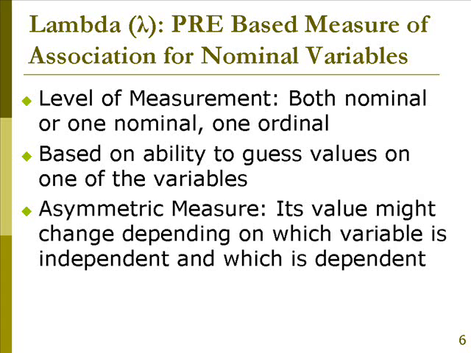The most basic of these measures is lambda. It's a proportionate reduction in error measure that we use to determine the level of association for nominal variables. So our level of measurement is when we have both nominal measures or one is nominal and the other is ordinal. It's based upon our ability to guess the values on one of the variables, and it's what we call an asymmetric measure. In other words, its value might change depending upon which variable is independent and which variable is dependent. So one of the things you'll have to do when you're interpreting your SPSS output is pay attention to which variable is the dependent variable, because SPSS will calculate it for both of your variables to determine which is independent and which is dependent.